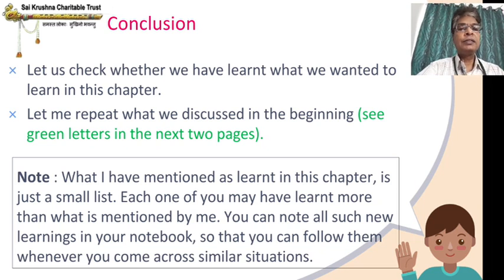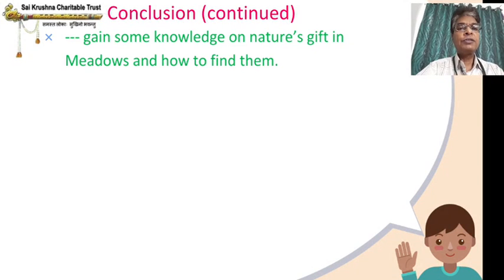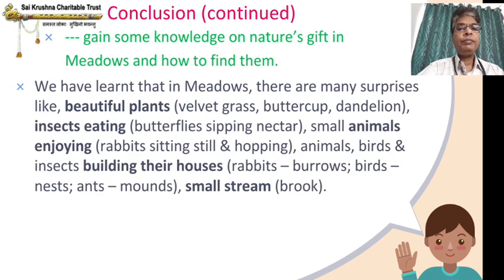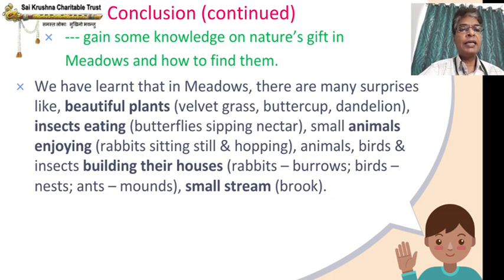Now we will see the learning objectives. First, we gained some knowledge on nature's gifts in meadows and how to find them. We have learned that in meadows there are many surprises like beautiful plants, velvet grass, buttercup, dandelion. Insects eating, we saw butterflies sipping nectar, small animals enjoying, we discussed rabbits sitting still and then hopping, animals, birds and insects building their houses, then a small stream. So many things are there. Again, this is a very, very small list of what the poet has given.